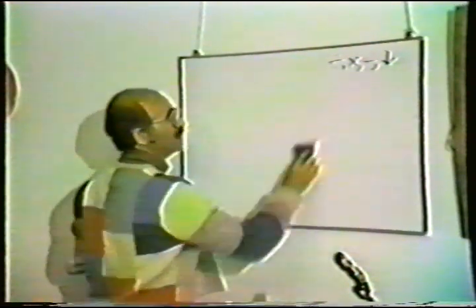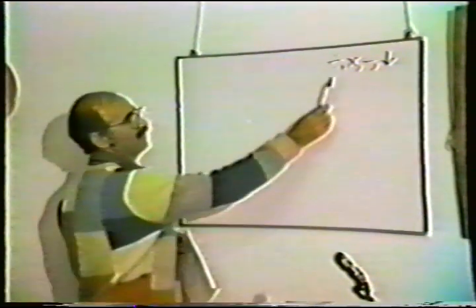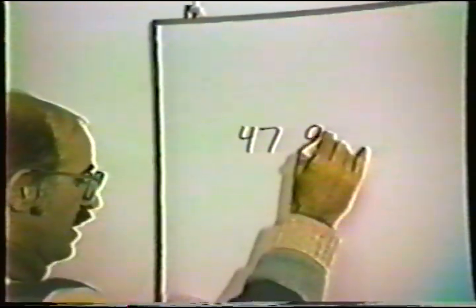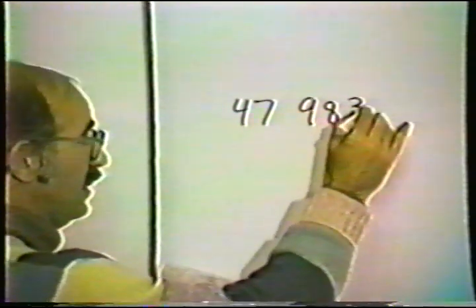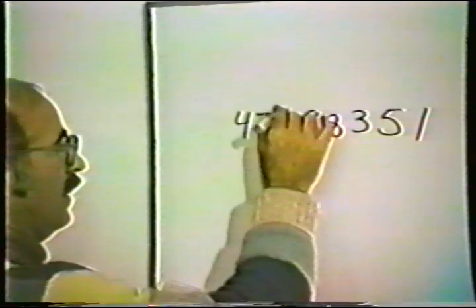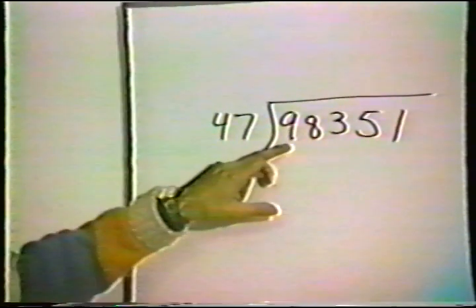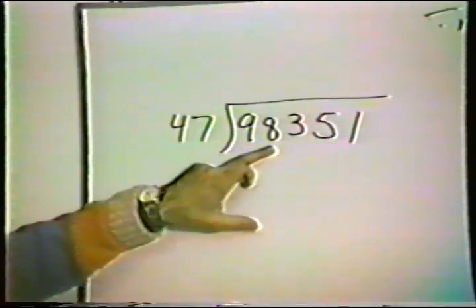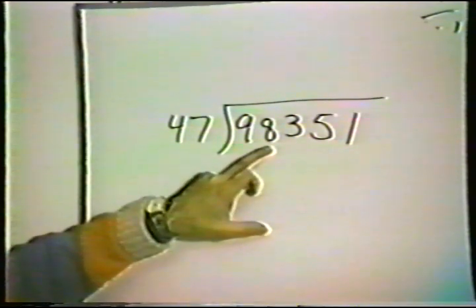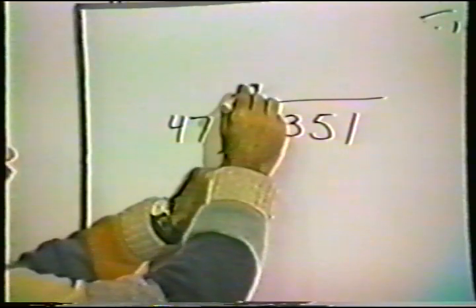And we have learned that we always divide, multiply, subtract, and bring down. 47 into 98,351. Will the 47 fit into the 9? No. Will it fit into the 98? Yes. How many times? 2 times. Let's try 2.